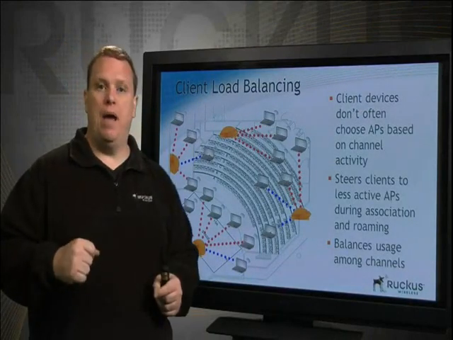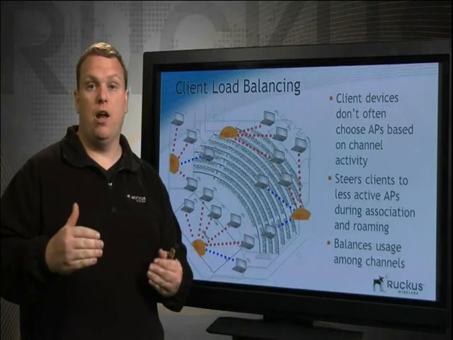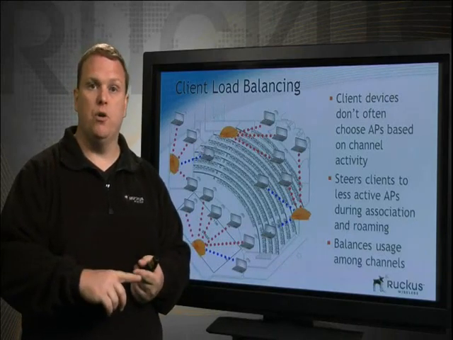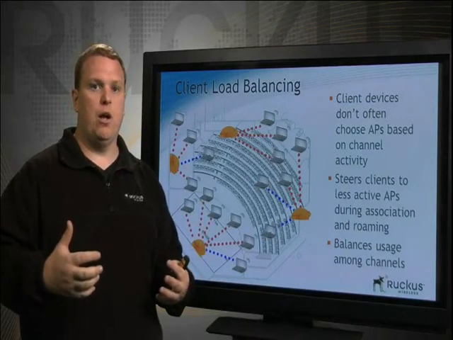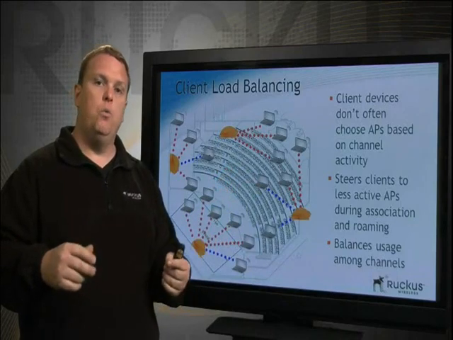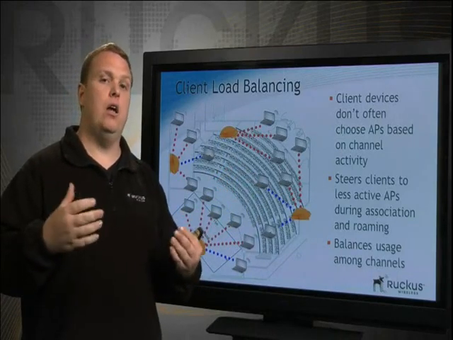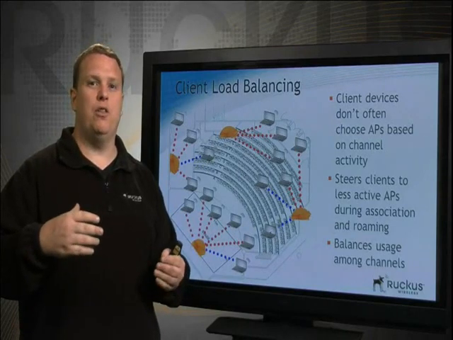Client load balancing. Another issue is clients don't actually make the right choices. We learned that they don't make the right choice when it comes to 2.4 versus 5 gigahertz, and they also don't make the right choice when it comes to which AP to connect to. When a client boots up and is searching for an access point, most of them don't go through anything really dramatic.